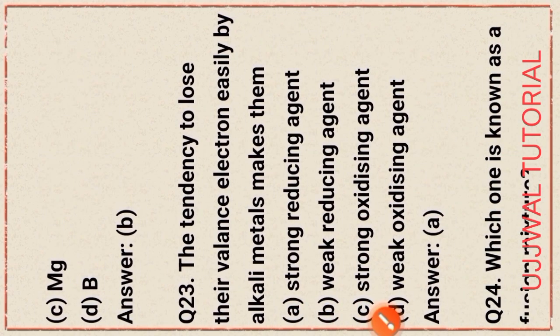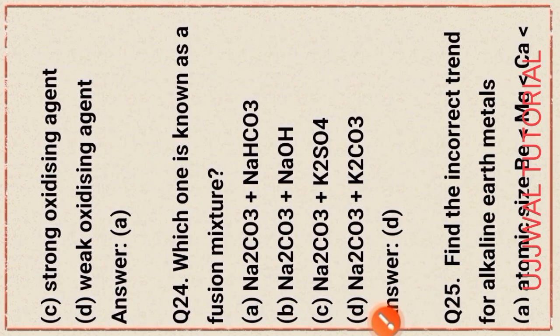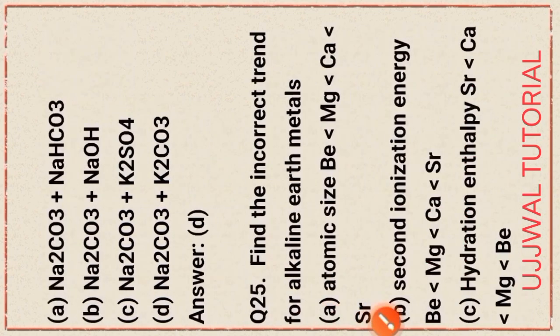Question number 23: the tendency to lose their valence electron easily makes the alkali metals option A, strong reducing agents. Next question: which one is known as fusion mixture? That is option D, sodium carbonate and potassium carbonate, Na2CO3 and K2CO3. Option D is the right answer.